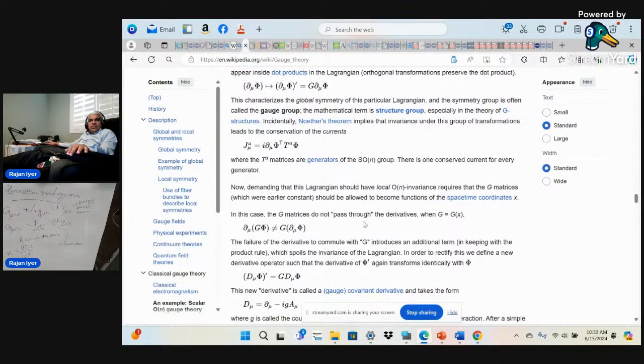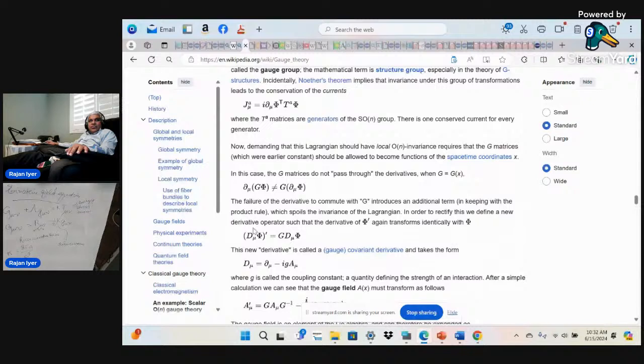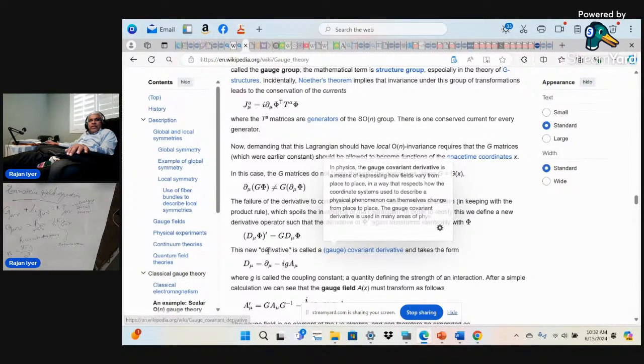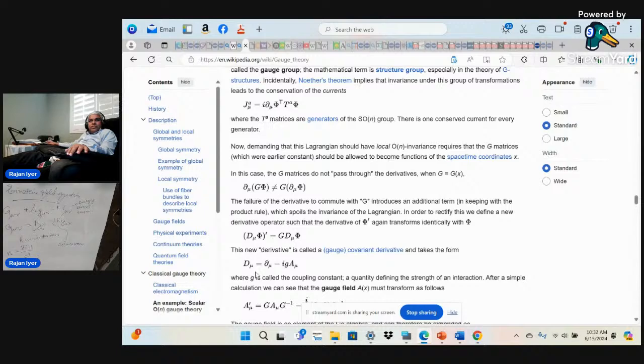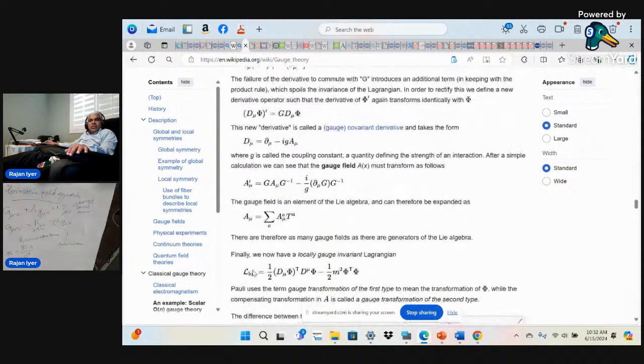G matrices. So then you can use your space-time group and all, eventually, I think, using that. That's the idea. So, the gauge covariant derivative, here, gauge field. So this transformation of the gauge field should be like this. Element of Lie algebra. So they bring in the Lie algebra. Locally gauge invariant Lagrangian.